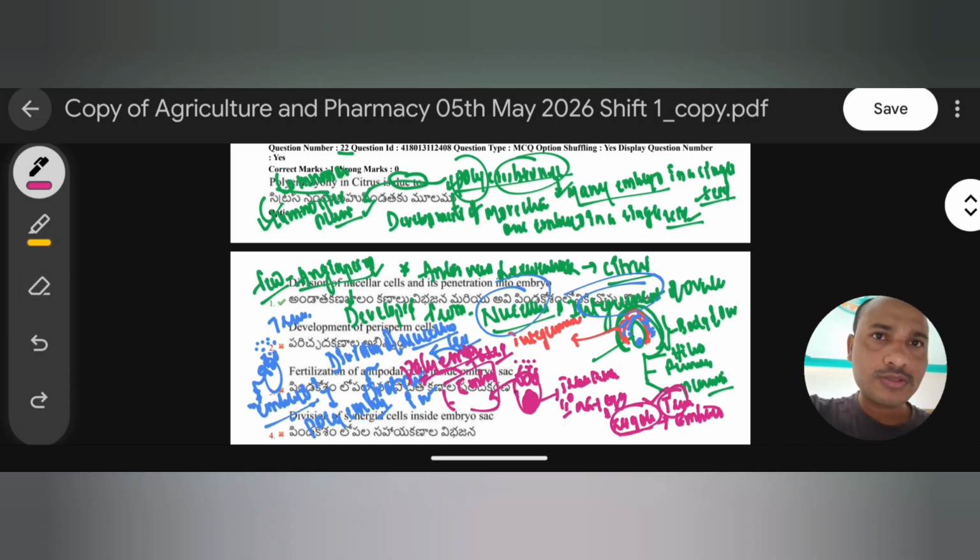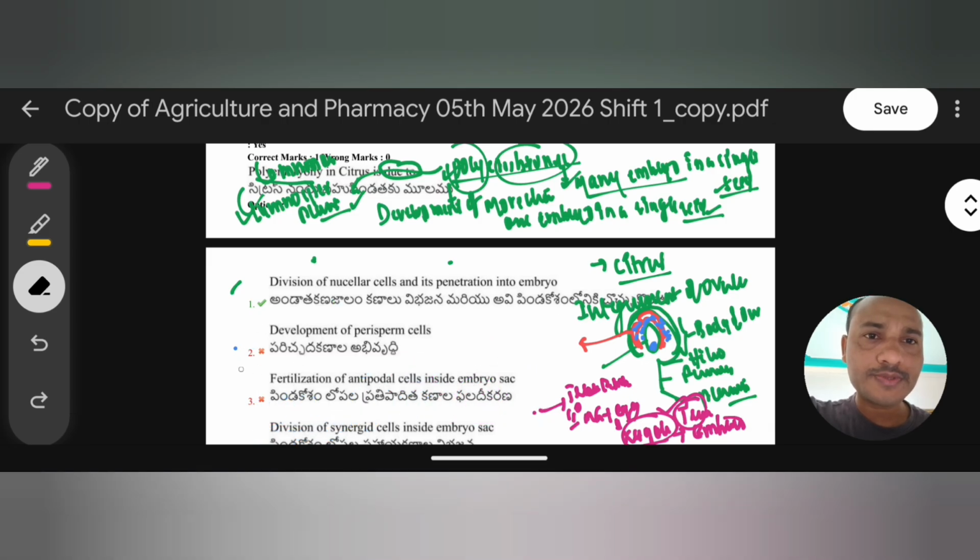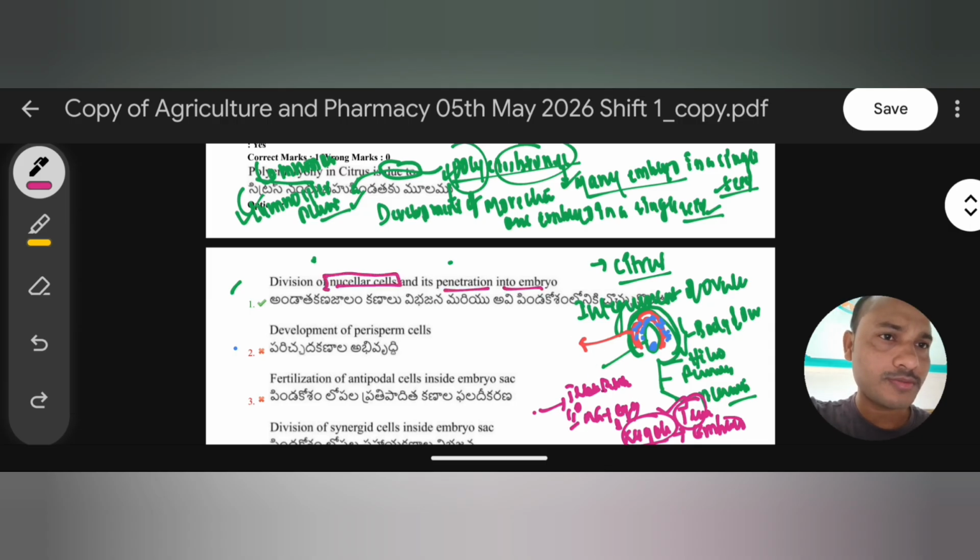If we see the options here, there are 4 options. Division of nucellar cells, very important, and its penetration into the embryo sac. Penetrate means protrude; we can use protrusion or penetration. So into the embryo sac, and then it leads to this. So the right answer is this one.